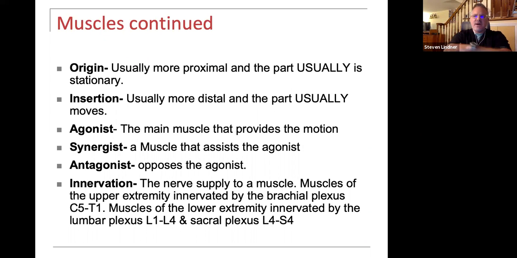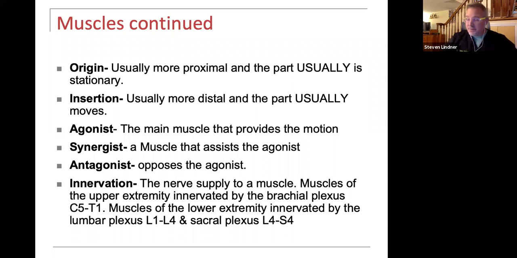All of these muscles are innervated by nerves that come off of the brachial plexus. And again, that is C5 to T1. C5 nerve root, C6 nerve root, C7 nerve root, C8 nerve root, and the T1 nerve root. Yes, I did say C8. And I know that's odd because there's only 7 cervical vertebrae. That's true. But there are 8 cervical nerve roots.